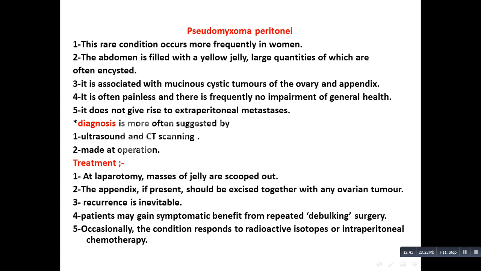Treatment: at laparotomy, usually the associated mucocele of the appendix should be excised. Recurrence is inevitable. The patient may gain symptomatic benefit from repeated operations, debulking surgery. Occasionally the patient responds to radioactive isotope or intraperitoneal chemotherapy.